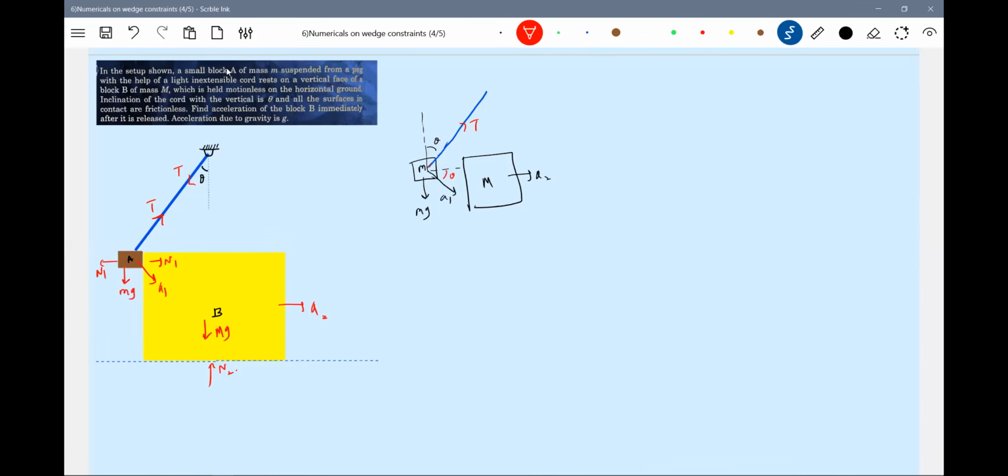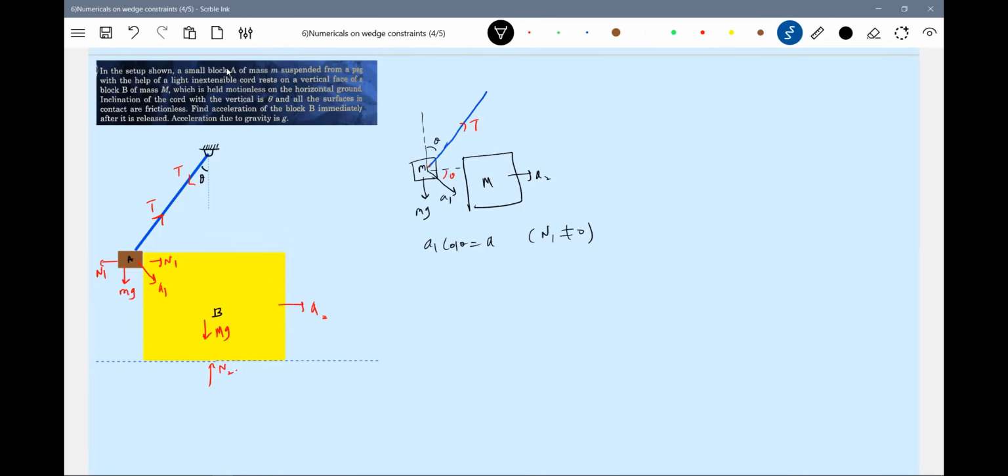Any constraint equation? A1 cos theta should be equal to A2. Any reason for that? Because the moment you release, there will be normal contact. Because of normal contact only, this block A will push the wedge B, and then it will move. Otherwise, not possible. So the moment you release, there will be acceleration of the block A and also the wedge. Therefore, the constraint equation is A1 cos theta equals A2. The reason is that the normal contact N1 is not zero. Acceleration along the common normal must be equal.